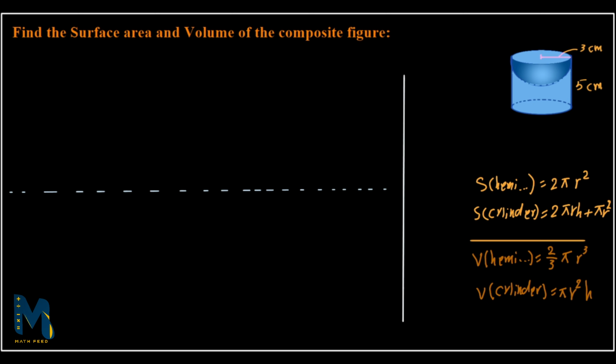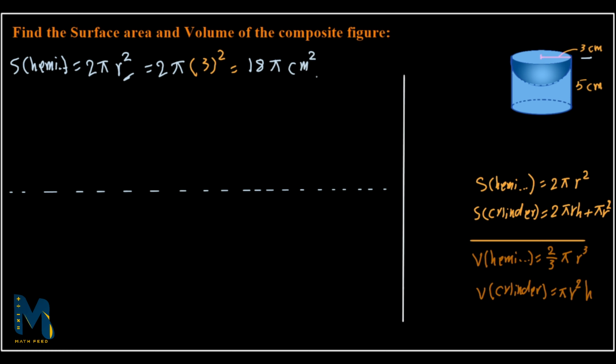Surface area of a hemisphere equals 2 pi r to the power 2. For the hemisphere, what is our radius? Our radius is 3. So just substitute it: 2 pi and 3 to the power 2. Now we can solve by a calculator. 3 to the power 2 is 9, multiplied by 2 is 18 pi centimeter to the power 2. This is how we found the area of a hemisphere individually.